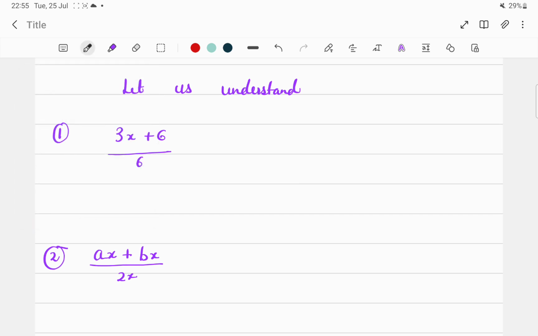So this is the first question: 3x plus 6 over 6. There are two ways to do this question. The first way is to do it like 3x divided by 6 plus 6 divided by 6. In this case 3 and 6 have a common factor, so it will be x over 2 plus 1.